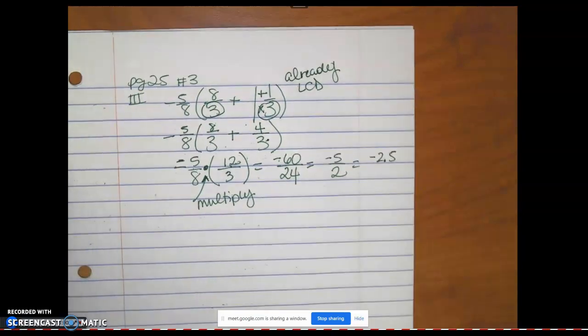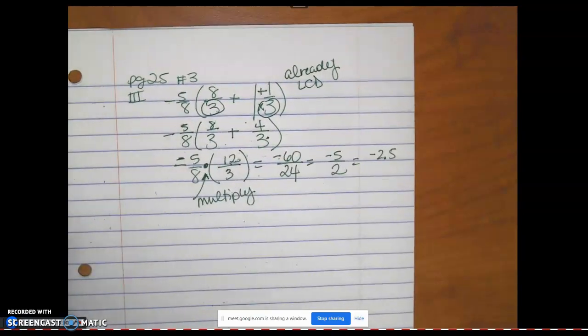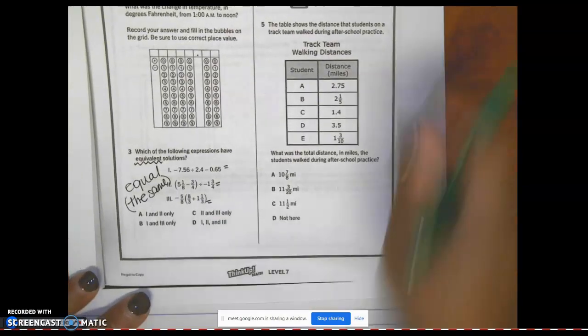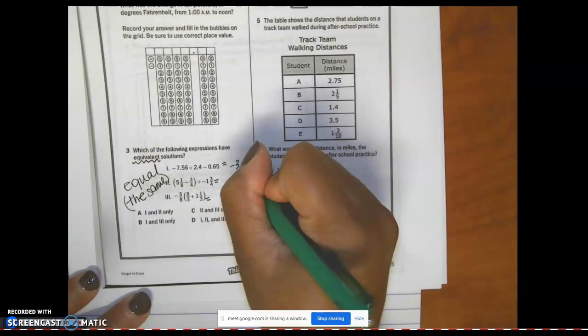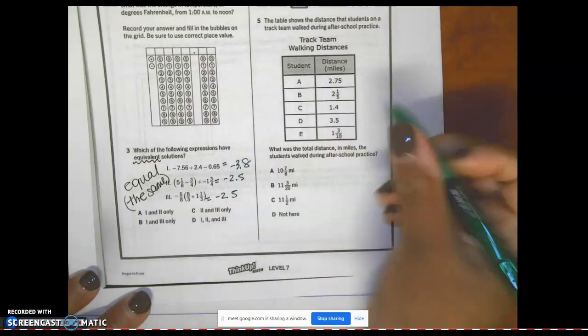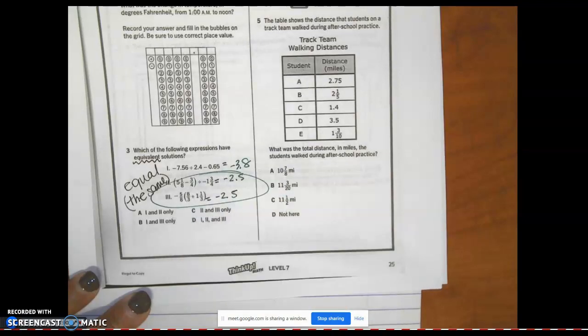So which two answers are the same? Roman numerals. Not 1 and 3, because this was like negative 3.8, negative 2.5, negative 2.5. 2 and 3. Okay.